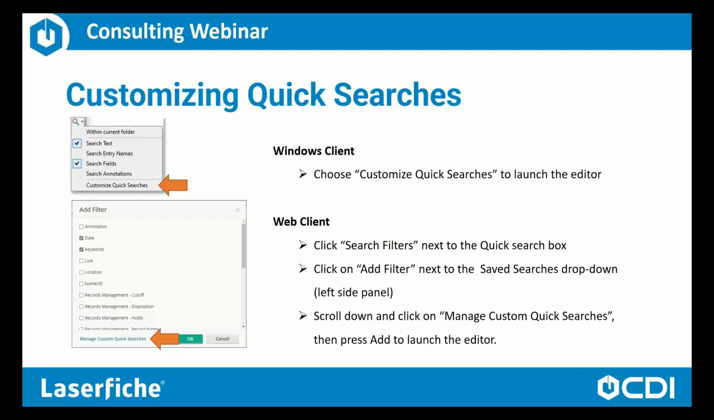Within the Laserfiche web client, you will click on Search Filters next to the quick search box, select Add Filter next to the Saved Searches dropdown on the left-hand side. And at the bottom of the window, there will be a Manage Quick Searches link that you can press to open the Quick Search editor.